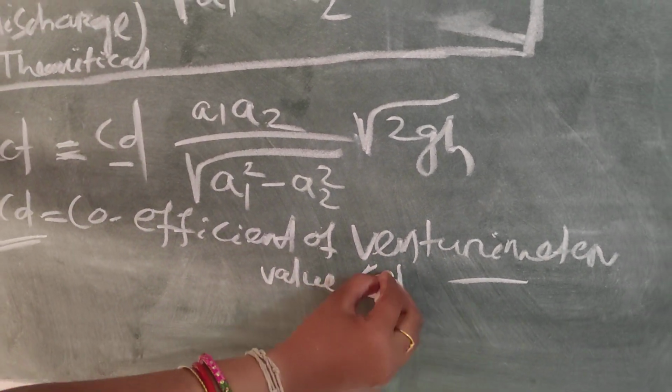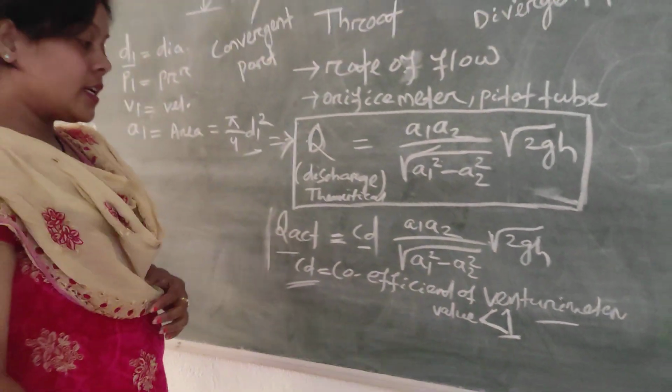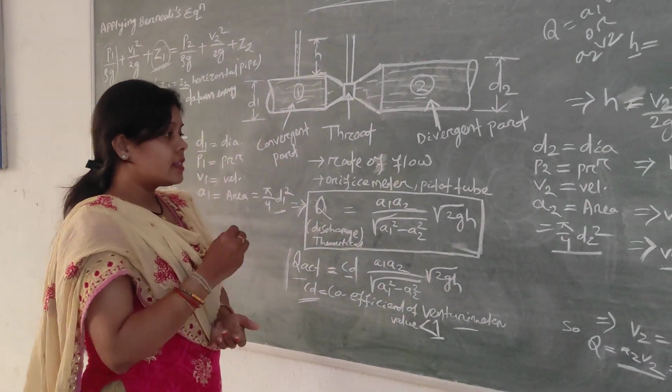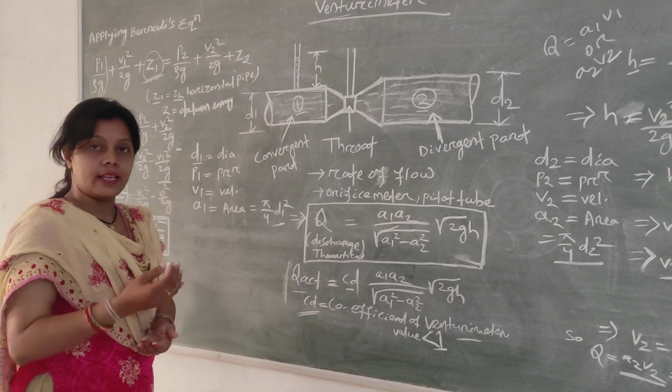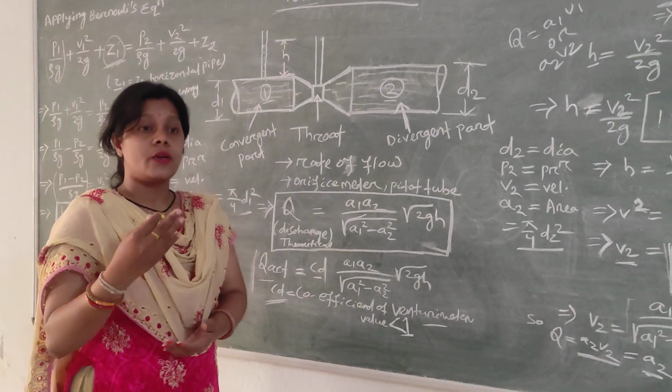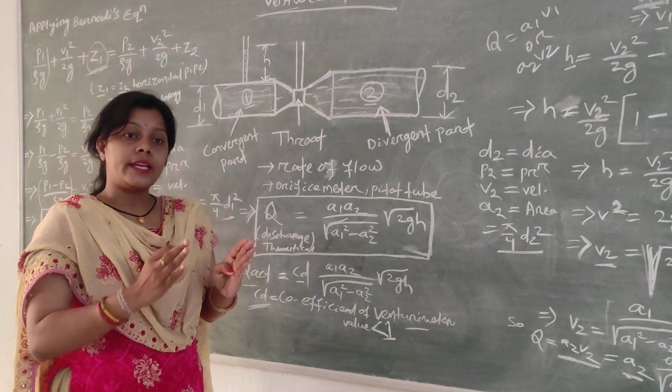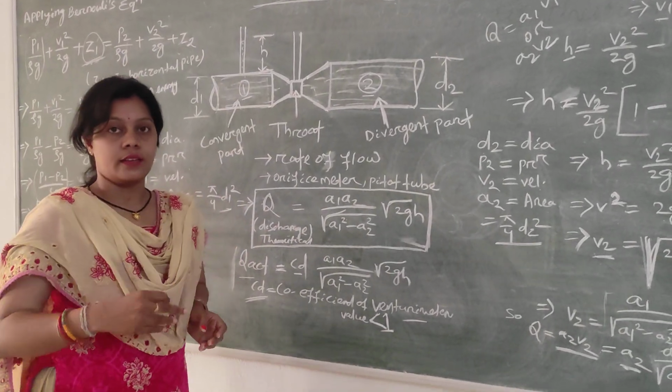CD is known as the coefficient of venturimeter, whose value is always less than 1. Then how is it working practically? We can see how it is working practically, and what is the practical diagram or practical machine for it.